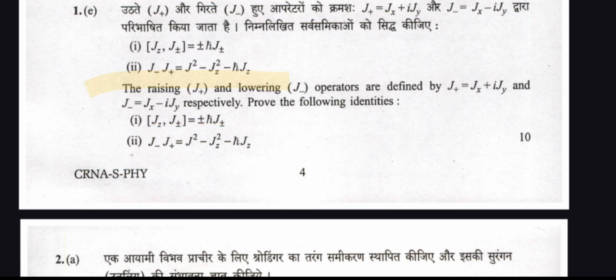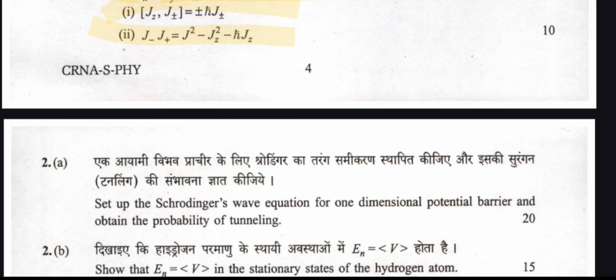The raising J plus and lowering J minus operators are defined by J plus equal to Jx plus iota Jy, and J minus equal to Jx minus iota Jy, respectively. Prove the following identity. This is a commutation relation. This is not a commutation relation but similar.